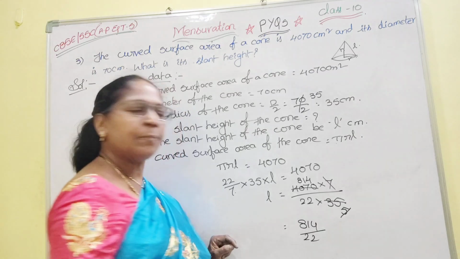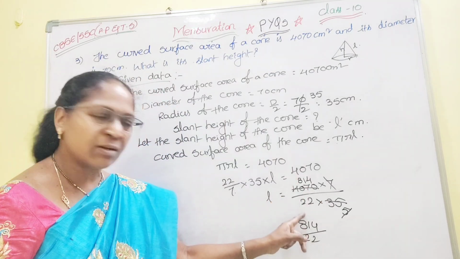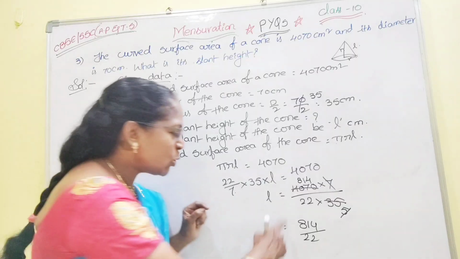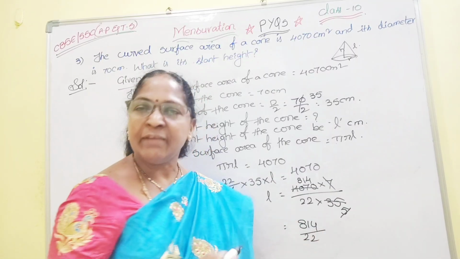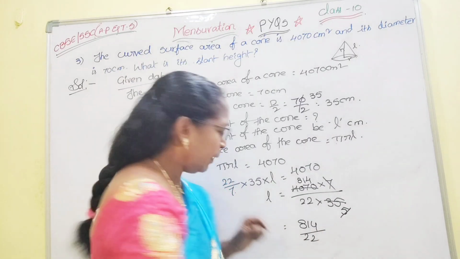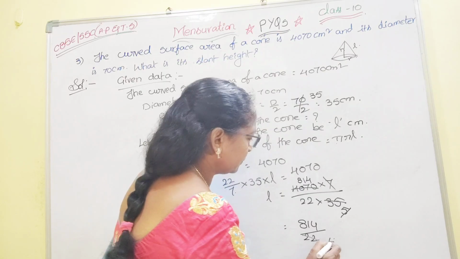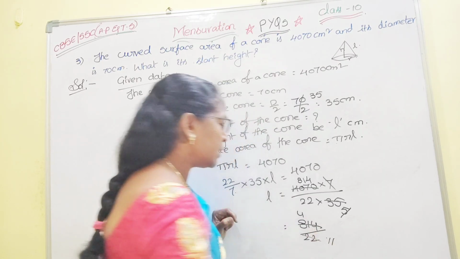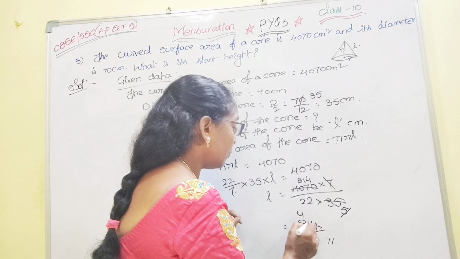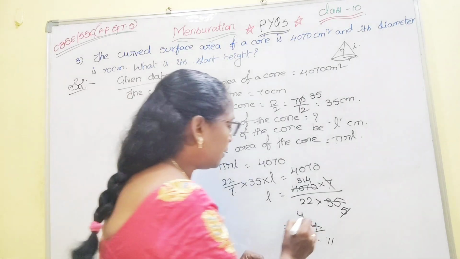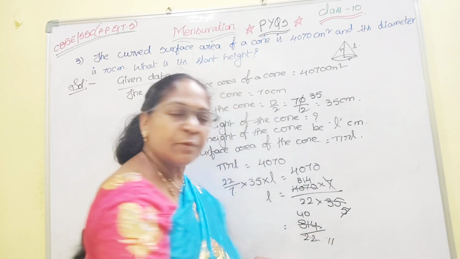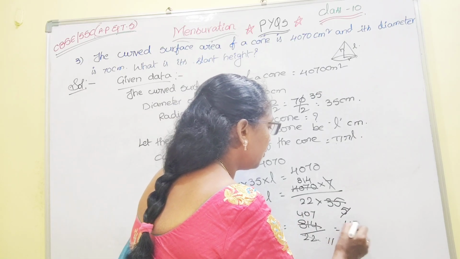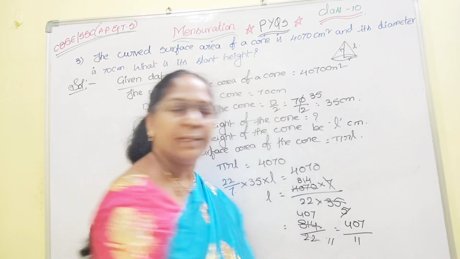Here only you can cancel, but there is no place here. You cannot see clearly. That's very complicated. So I am doing it here. Both are even numbers, so 2 is divisible. 2 11s are 22. And in this, 2 4s are 8. And in this, 1 2 is not divisible, so write 0. And 1 4s are 14. 2 7s are 14. That equals 407 divided by 11.